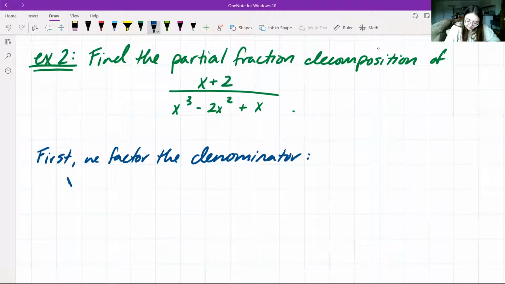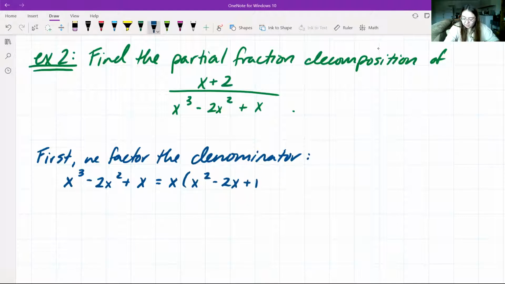So we have x to the power of 3 minus 2x squared plus x. We obviously see there is an x in each term, so we can easily rewrite this first as just x times x squared minus 2x plus 1. And what this leaves us with is x times x minus 1 squared. So we have x times x minus 1 squared as our factored denominator.